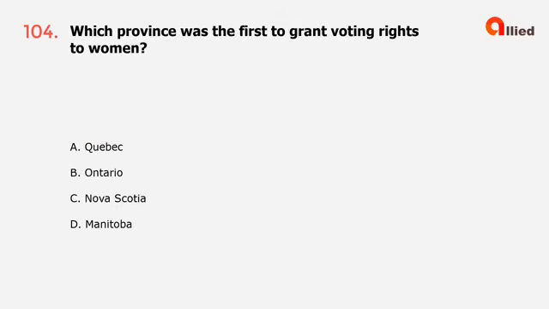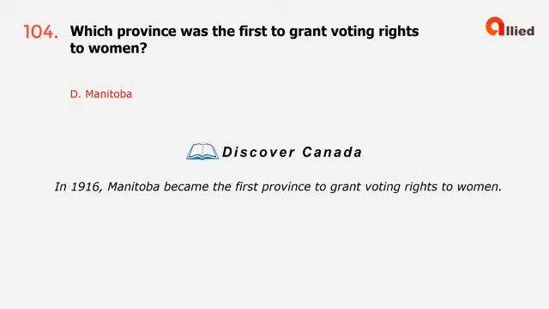Question 104. Which province was the first to grant voting rights to women? A. Quebec. B. Ontario. C. Nova Scotia. D. Manitoba. The answer is D. Manitoba.